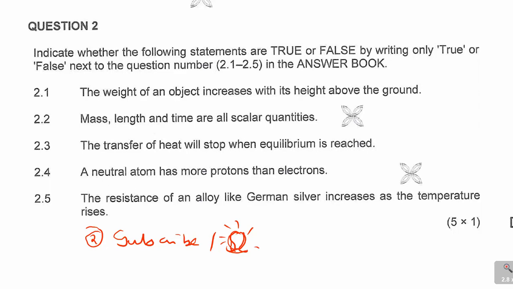Okay guys, so just going back again to question number 2, as I said, it was multiple choice and it was mainly on different things. As you can see, they're talking about the forces on 2.1. Here they're talking about the atom, and then here they're talking about the resistance. So you have to look at that.